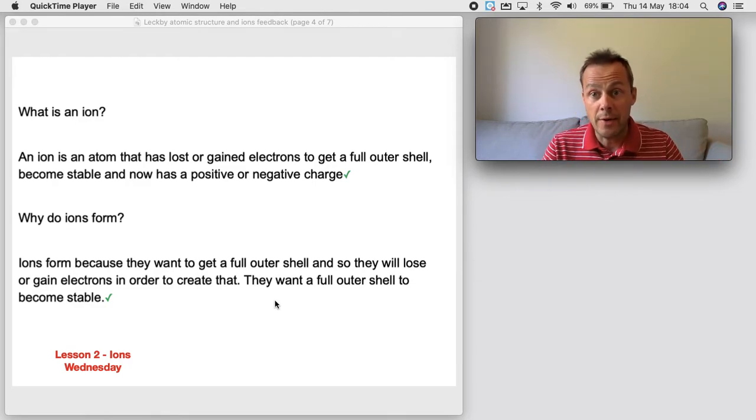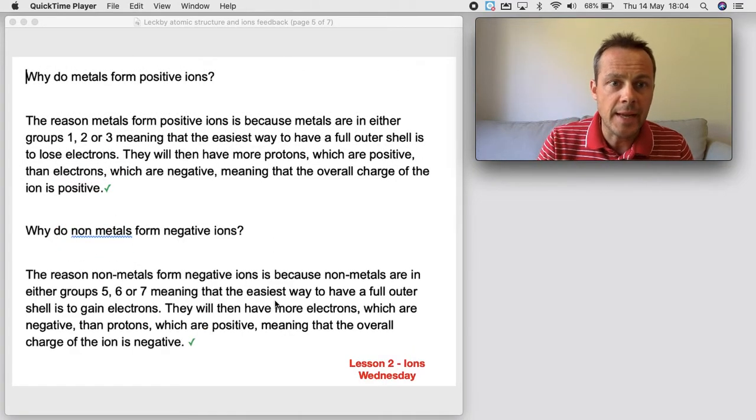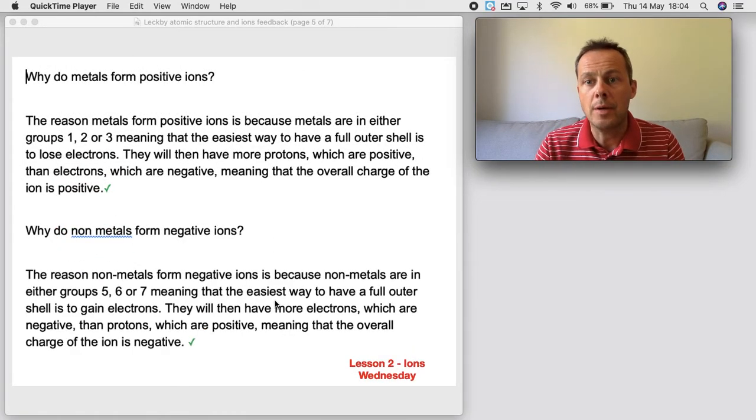And these points here are actually taken from a student and they are spot on. So I've used these rather than my own mark scheme. The second point is why metals form positive ions. Now this is testing your understanding of electrons and what charge electrons have.